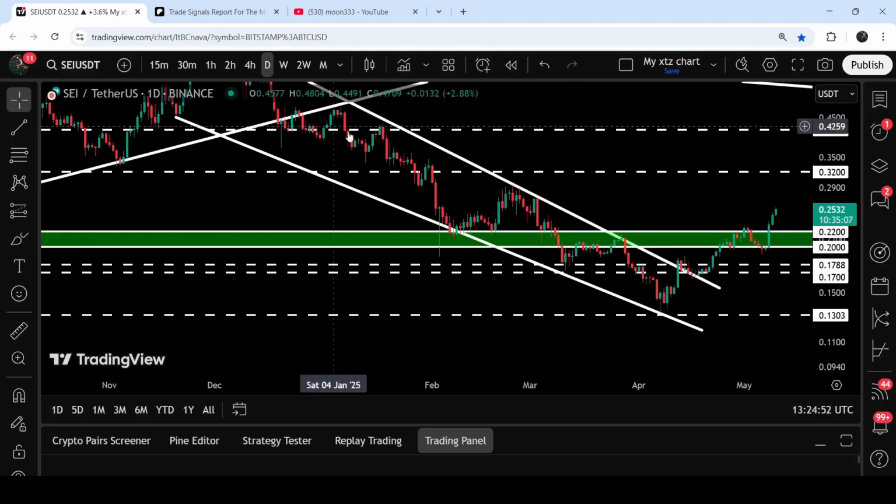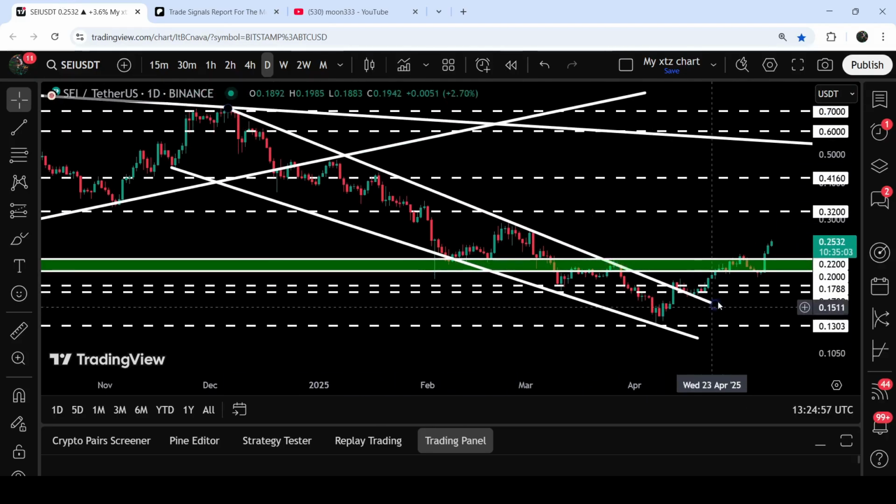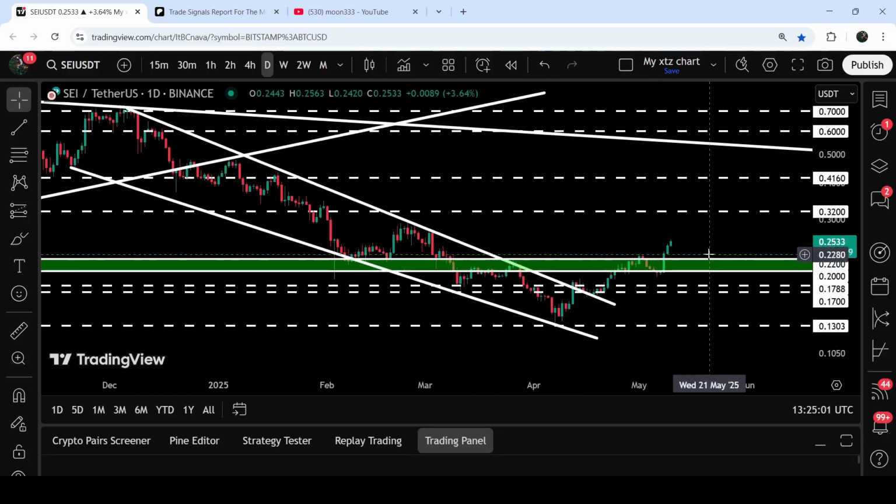In my earlier videos, I was showing you this breakout from this falling wedge pattern. And you can see that after the breakout, finally we have broken out this very long-term resistance zone as well. And by the way, this resistance zone starts from 20 cents and goes to 22 cents.